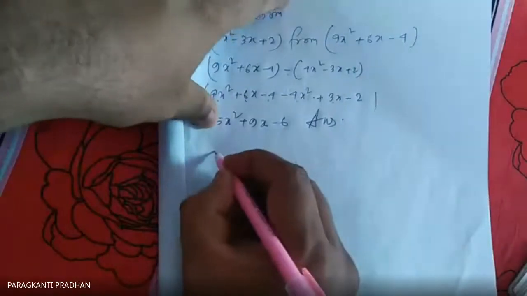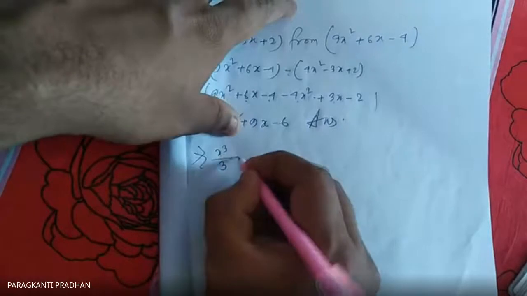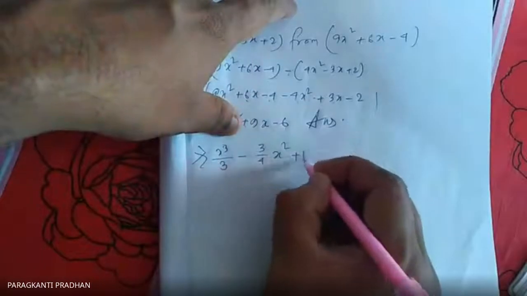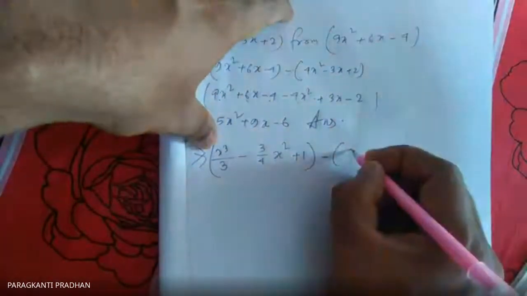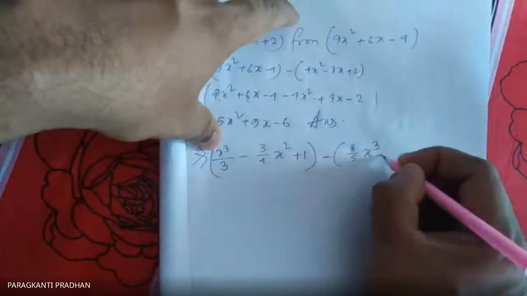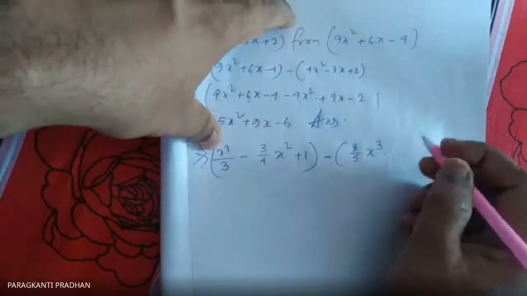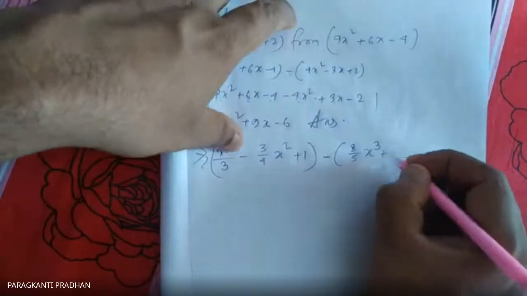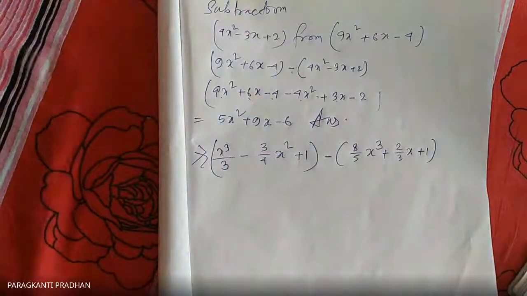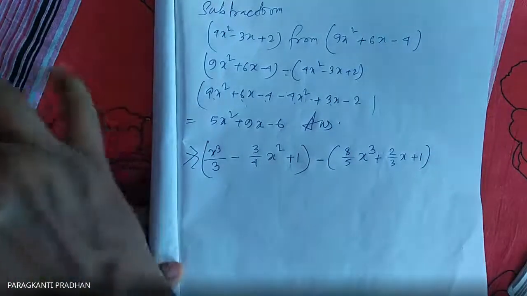Questions: x cube by 3 minus 3 by 4 x square plus 1 minus 8 by 5 x cube plus 2 by 3 x plus 1. We have to subtract this by minus this. Now we have to add the same terms. This is the cube term.